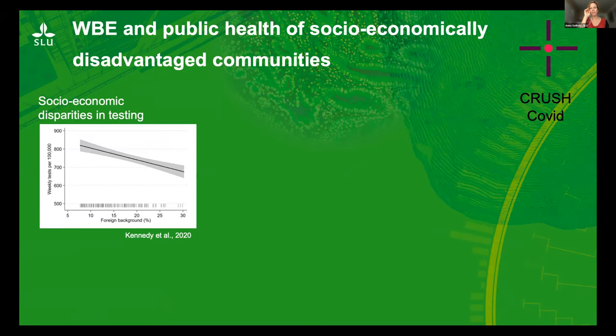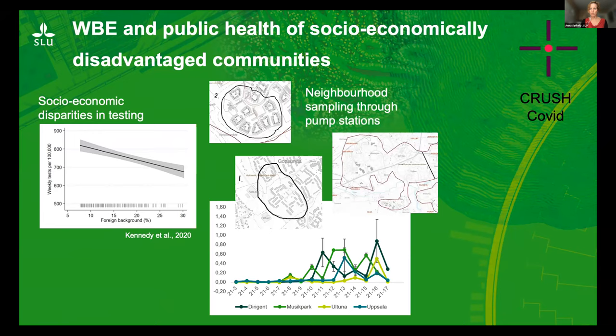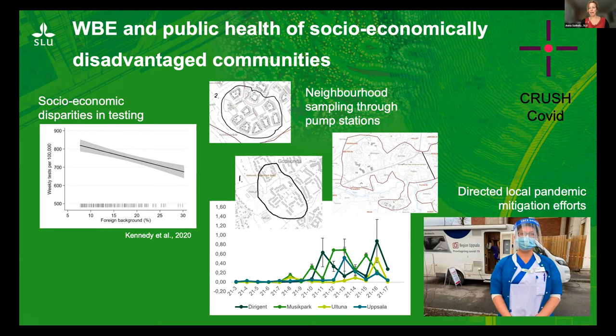So to bridge these kinds of problems, we initiated a project where we test certain neighborhoods of our town, and we do this through wastewater pump stations. We sample wastewater pump stations, and we are able to see the local infection rates. This tool allows us to identify outbreaks and then do a coordinated response locally at those locations, for example, by sending there a testing bus to make the testing access higher.